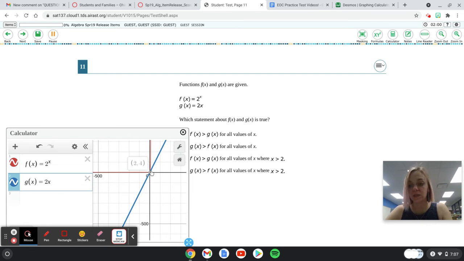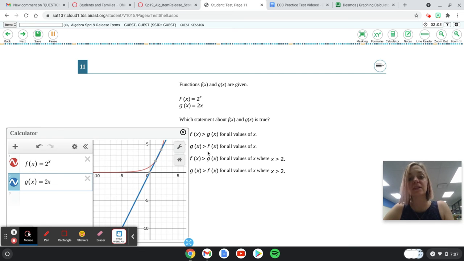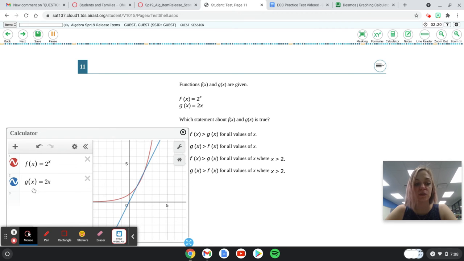We want the red line to be on top of the blue line because that means it's greater than. But that's not true for A. F of x is not greater than g of x for all values because we have a little bit where we have a dip. B says that g of x is greater than f of x, so we obviously know that that's not true because g of x is lower than f of x. So my blue line is underneath my red line for most of these functions.